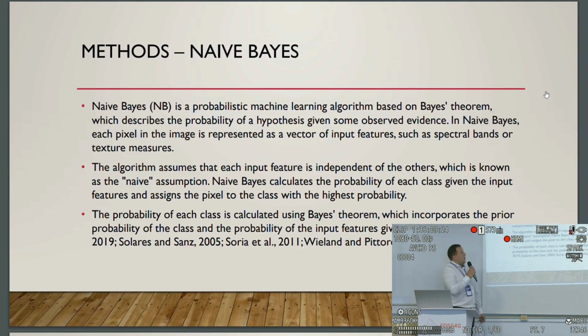And the last one is naive Bayes. It is a probabilistic machine learning algorithm based on Bayes' theorem, which describes the probability of a hypothesis given some observed evidence. And each pixel is represented as a vector of input features such as spectral bands or texture measures.